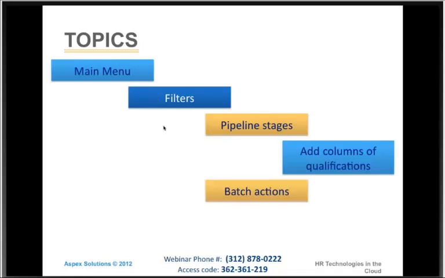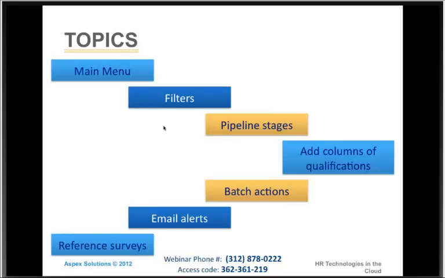We used batch actions to put a group of people in a folder, advance a group of people to the interview stage, send a group of people an email, and so on. And then we used the email alerts, those routings, so that AppliTrack will let us know when people apply for a hard-to-fill position. And finally, we learned to send out a reference survey to Mr. Gluck about Laura so we can ask him in confidence what he thinks about Laura's qualifications.